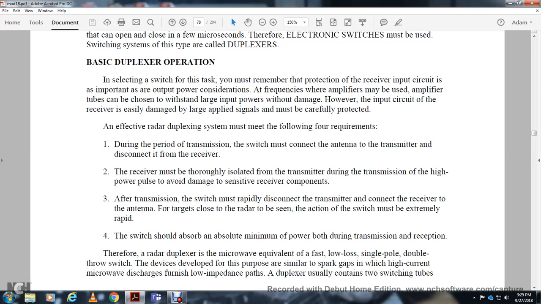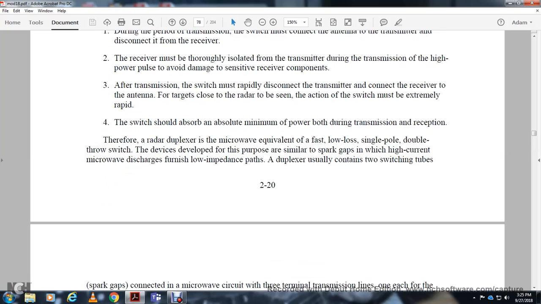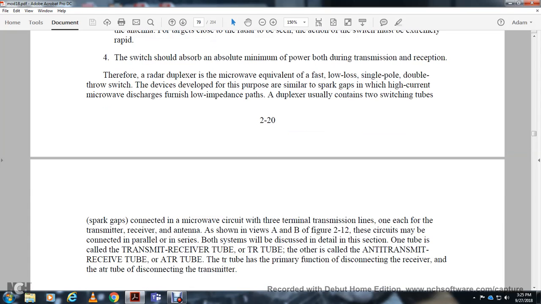The device developed for this purpose is similar to a spark gap, in which a high current microwave discharge flows, and the duplexer usually contains two switching tubes. A spark gap is connected to the microwave circuit with three terminal transmission lines, one each for the transmitter, receiver, and antenna, as shown in figures A and B of figure 2.12. The circuits may be connected in parallel or in series.